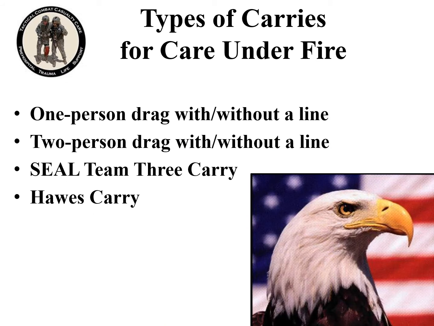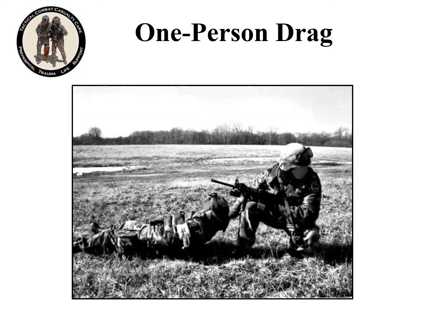Now we will talk about types of carries for CUF. You can see 4 types. First, 1-person drag with or without a line, 2-person drag with or without a line, SEAL Team 3 carry, and HAVES carry. 1-person drag. Advantages: no equipment required and only one rescuer exposed to fire. Disadvantages: relatively slow and not optimal body position for dragging the casualty.